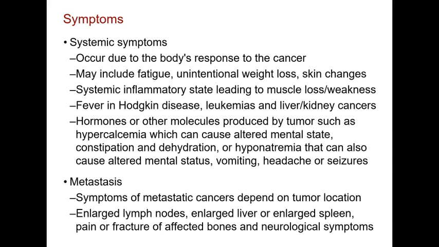Then certain symptoms can come due to metastasis also. They depend on tumor location and can include enlargement of lymph nodes, liver or spleen. There can be pain or fracture of affected bones, and there can be neurological symptoms. So depending on where the cells lodge after metastasis, local symptoms can occur there.